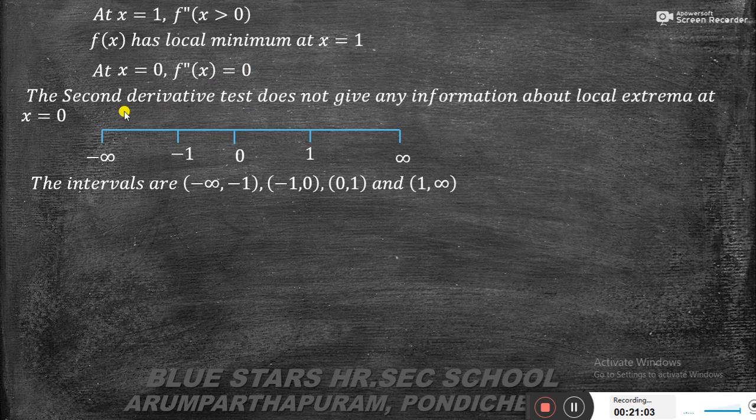So in the next step, I take the number line from minus infinity to plus infinity and mark all the x values: minus 1, 0, 1. Therefore the intervals are minus infinity to minus 1, minus 1 to 0, 0 to 1, and 1 to infinity. These are the intervals for our given problem.